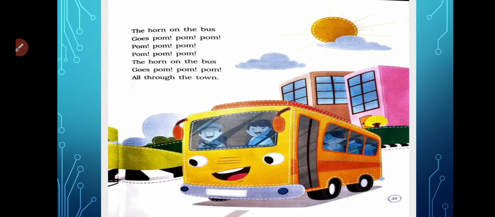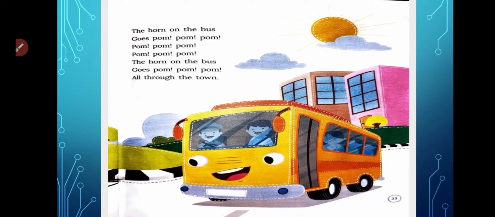Now, come to the next paragraph. The horn on the bus goes pom pom pom, pom pom pom, pom pom pom. The horn on the bus goes pom pom pom all through the town. Here, let me know, have you observed the sound of a horn of a bus? Which sound does a bus make? Yes, pom pom. And with this sound, the bus goes through the town, from one side of the town to another side.